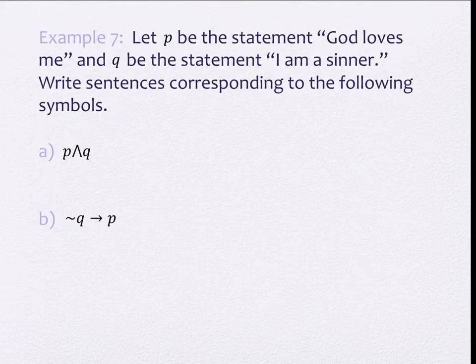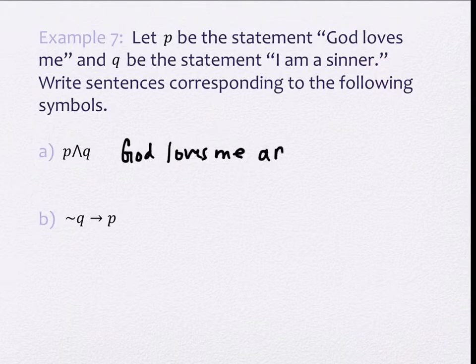So P is the statement, God loves me, and Q is the statement, I am a sinner. Okay? So the first one says P and Q. So what is that going to be? What am I going to write? God loves me. What's next? And. Very good. And I am a sinner.